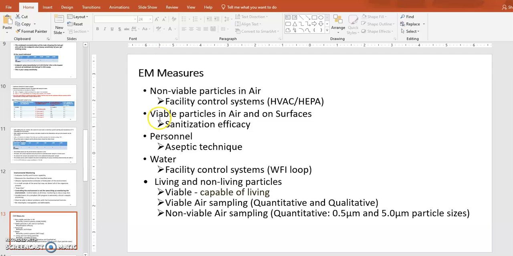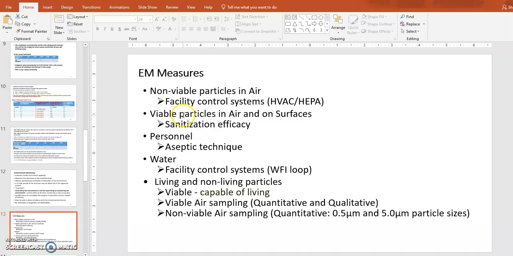And then you can also measure the viable particles. Viable means what? Living particles. In your air, there are a lot of things floating in there. Some of them may be living. Maybe some bacterial cells and their spores may be floating. Then how do you know if those particles are living or not living? By using a different measuring testing method.